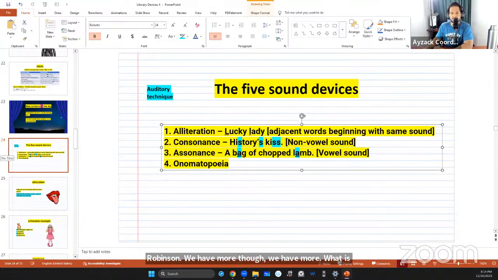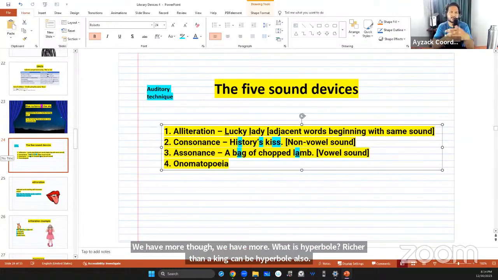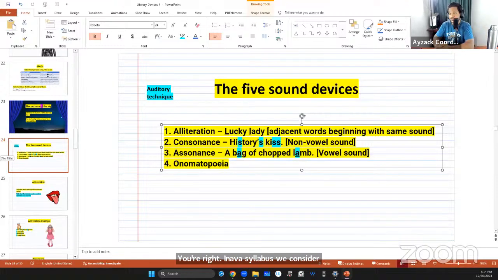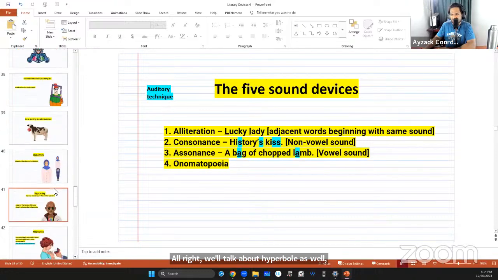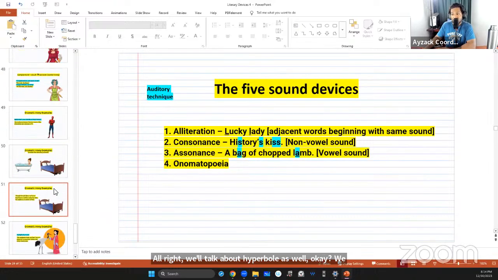What is hyperbole? Oh, "richer than a king" can be hyperbole also. You're right. In our syllabus, we consider "richer than a king" to be hyperbole. We'll talk about hyperbole as well, okay? We have examples for hyperbole as well. We'll get you there very quickly.